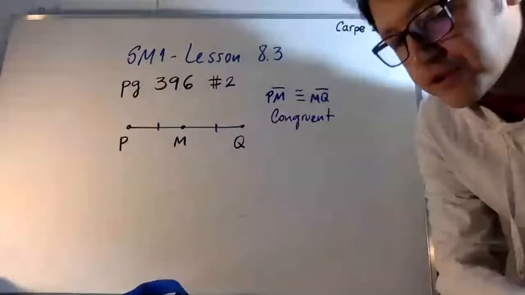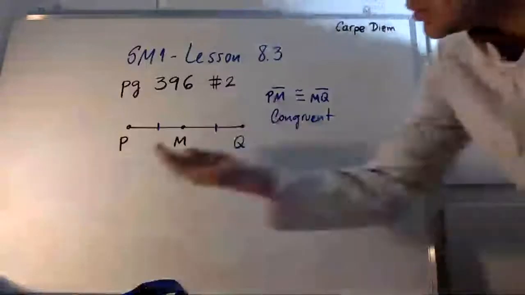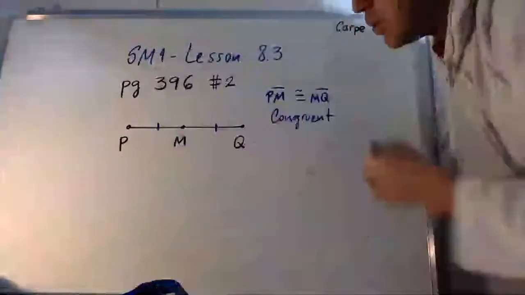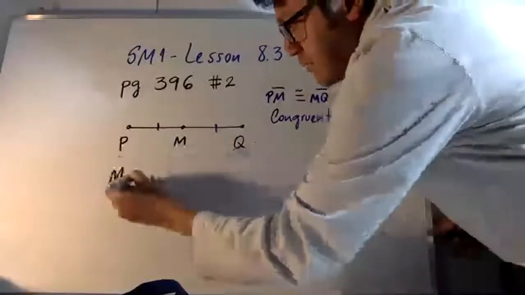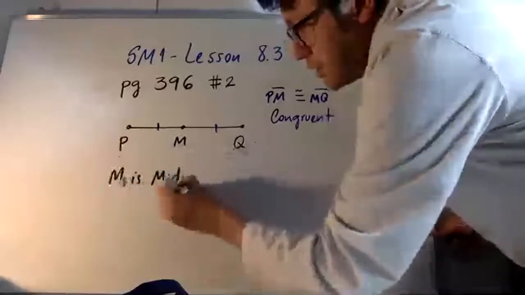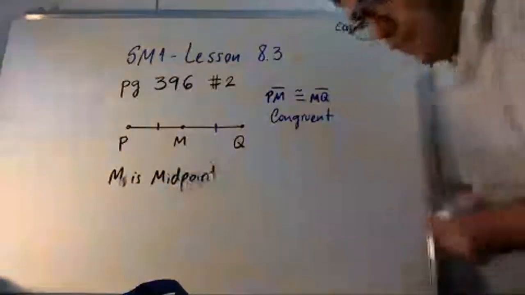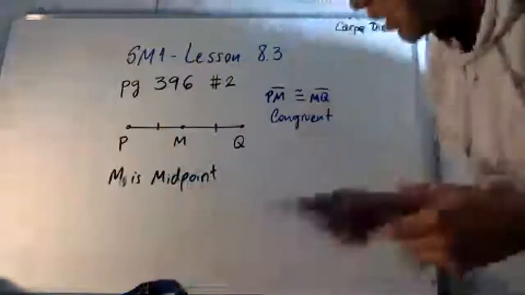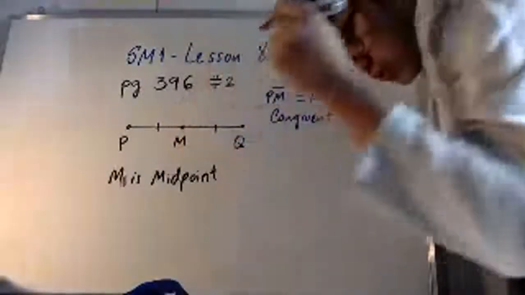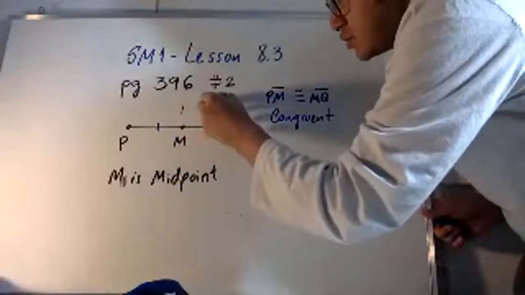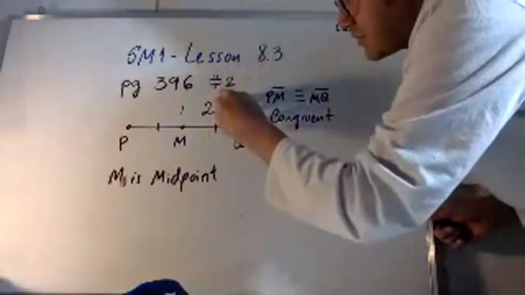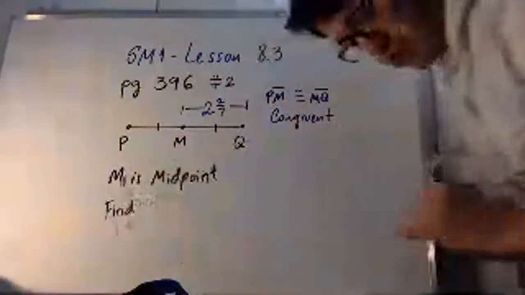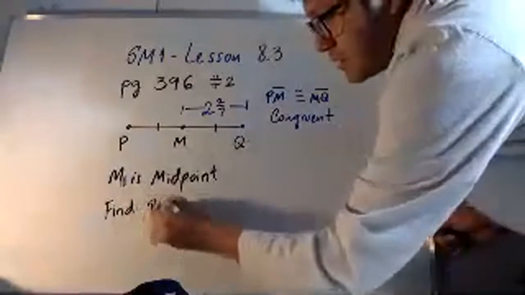Exercise number 2 on that page is showing you this segment PQ, but M happens to be the midpoint. They also give you the measure of the portion MQ, which is 2 2/7. What we have to find is PQ.